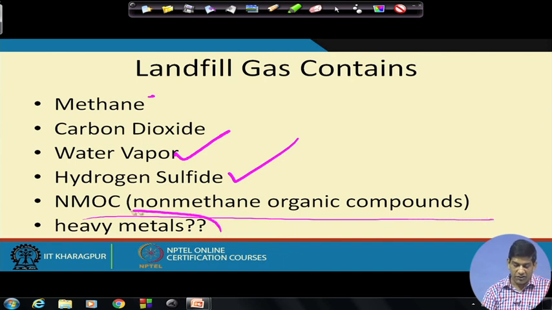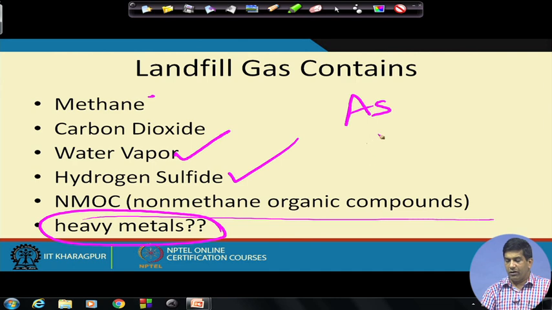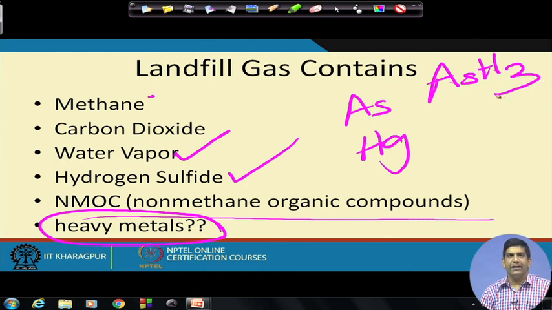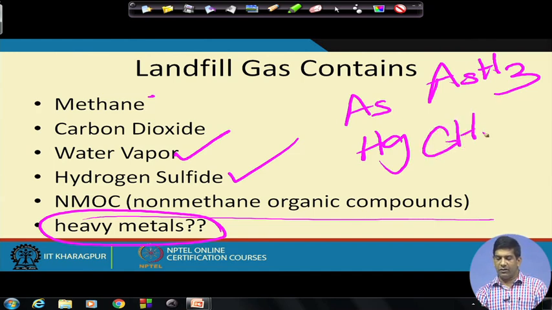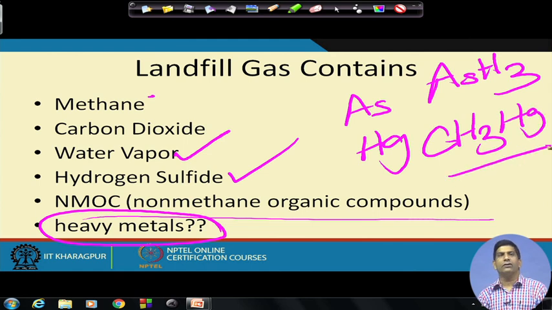There could potentially be some heavy metals, especially arsenic and mercury. Arsenic, in a very reducing environment, goes to AsH3, which is arsine gas, a garlic-smelling gas. Mercury, in a sulfate reducing bacteria condition, has a tendency to convert to methyl mercury, which is volatile, so it can go into the gaseous form.